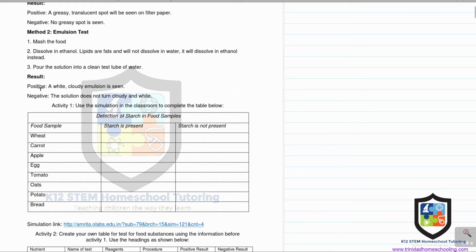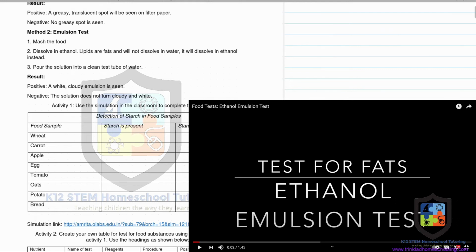Now, if there are fats or lipids, we will see a white cloudy emulsion being formed. If there are no fats, the solution does not turn cloudy and white. We will look at a test for the presence of lipids or fats. Let's do the ethanol emulsion test for fats. We're going to look at a short video, and remember to look for that white cloudy solution in the video.